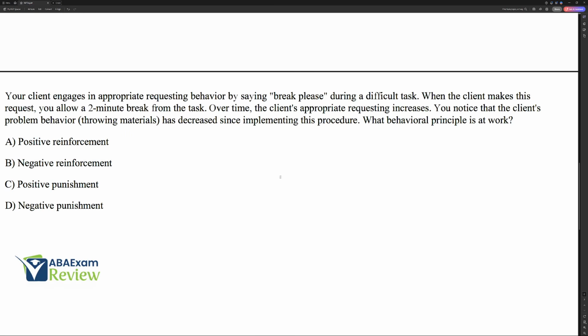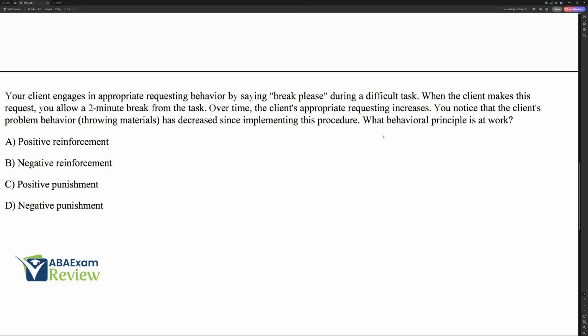Your client engages in appropriate requesting behavior by saying "break please" during a difficult task. When the client makes this request, you allow a 2-minute break from the task. Over time, the client's appropriate requesting increases. You notice that the client's problem behavior has decreased since implementing this procedure. What behavioral principle is at work? Let's finish with a consequence question. Reinforcement, punishment, extinction. Remember, we're always looking at how behavior may have changed.